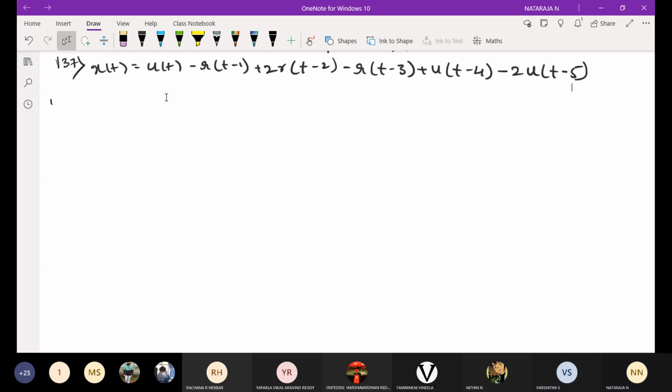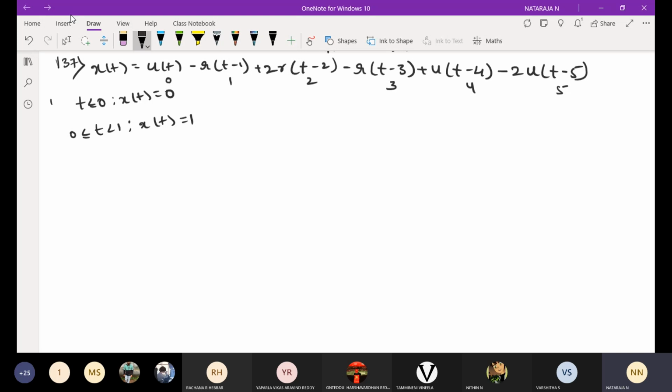Yes, sir. I will take the intervals first. We will take the intervals 0, 1, 2, 3, 4, 5. It means the signal will be from 0 to 5. First, t less than or equal to 0, where x of t is equal to 0. From 0 to 1, the first signal will be amplitude 1, because it's a u of t.